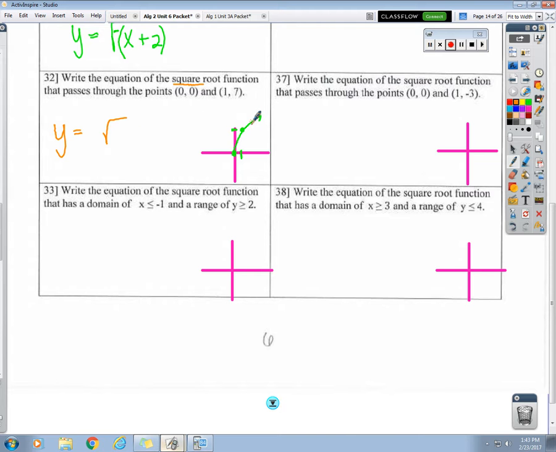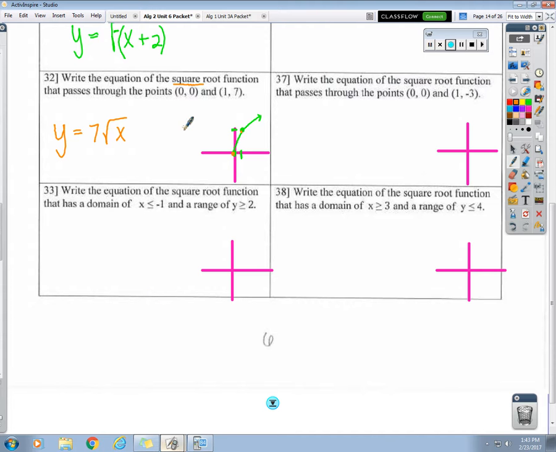Did it say it was shifted left or right? No, so it's just going to be x, nothing added to it or subtracted, nothing on the outside added or subtracted. But think about it. If the first point, the starting point's here, and your next point is here, that's the slope of what? So you put a big 7 on the outside.